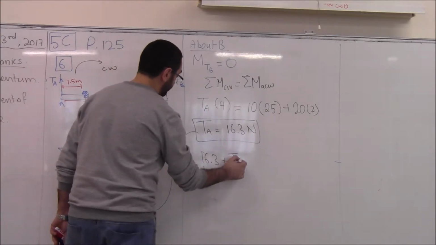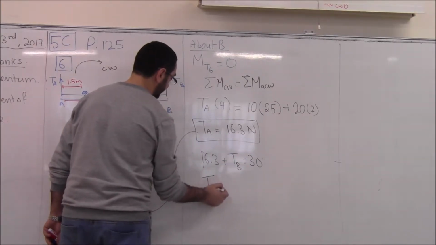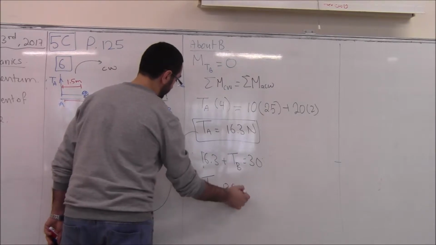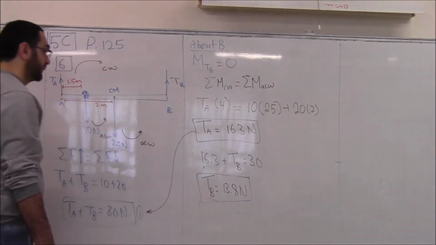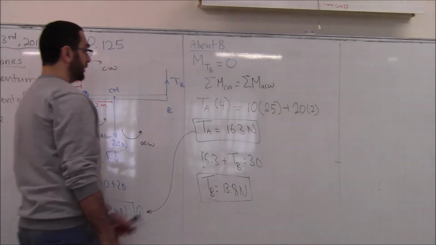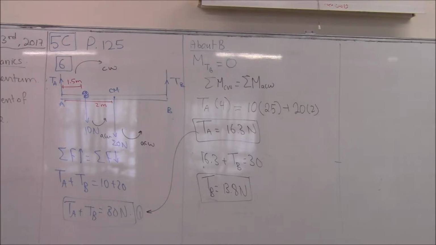Plus TB. So TB equals 13.8. 4.7. Okay. Any question, guys? No. Any question about this? Yes. Where did you get the 2.5?